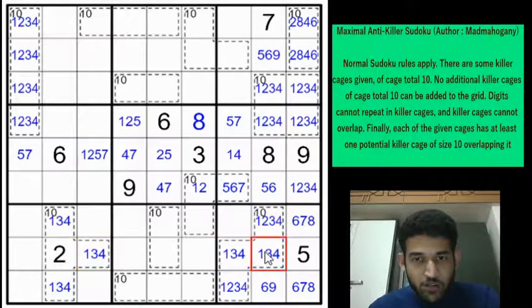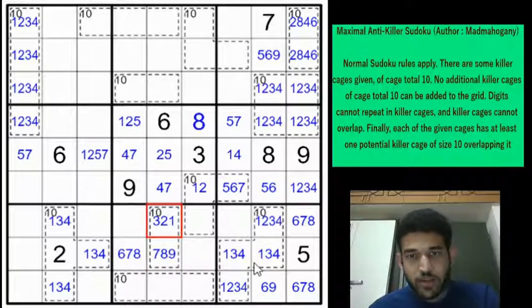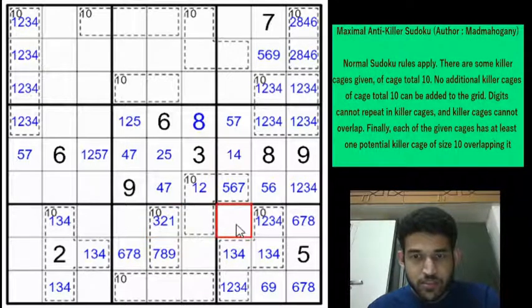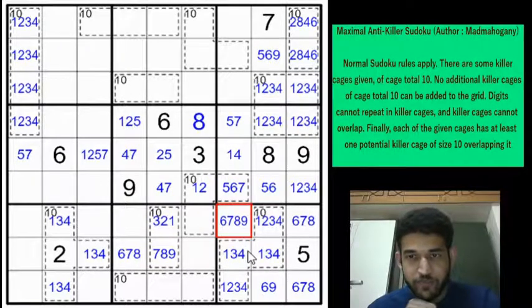Now again we have locked 1, 2, 3, 4 in these 4 cells and 5 is a given. The remaining digits are 6, 7, 8 and 9. So this is a 6, so this is going to be 7, 8 and 9. And this is a 9, so this will be 6, 7 and 8. So since this is 7, 8, 9, to add up to 10 we need 3, 2 or 1 here, right? And this is going to be 6, 7, 8 or a 9. Actually it can only be 6, 8 or 9, right?